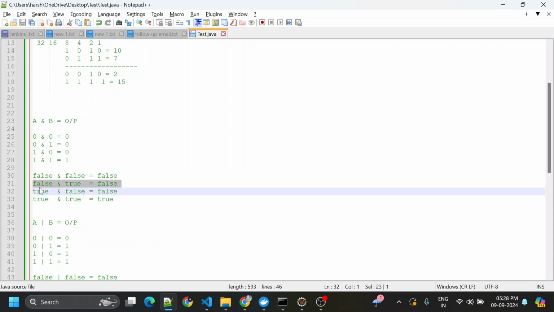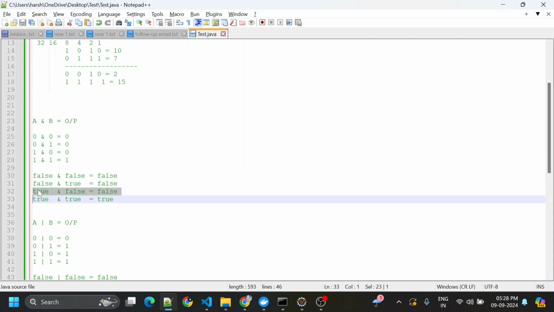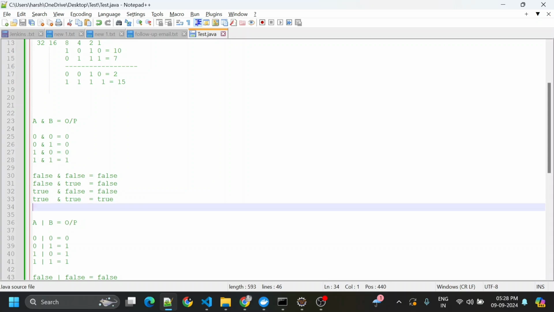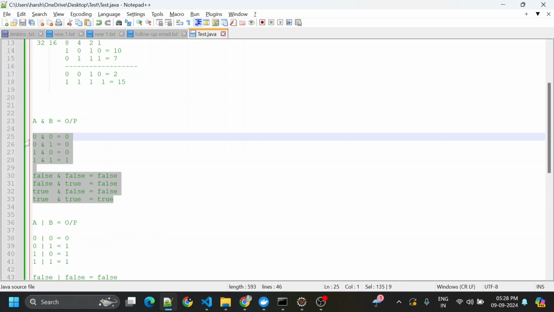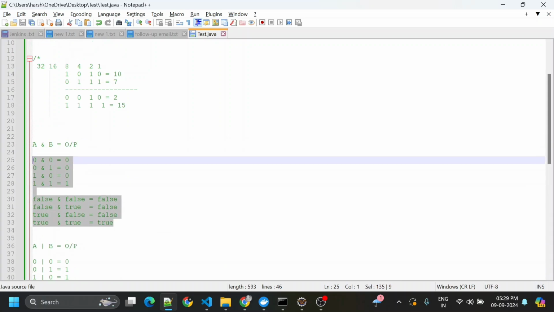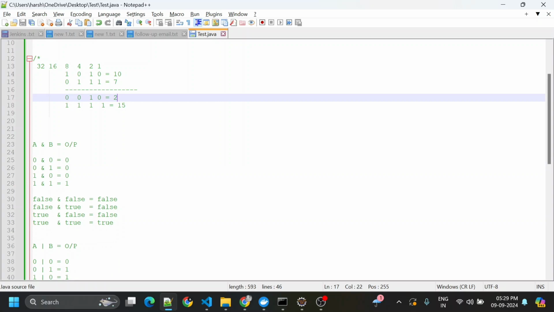Here also it is false and true. Here also true and false, and the output is false. Here it is true and true, the output is true. So this is the case. These are the cases of AND. Alright, so that is why we got our answer as 2.